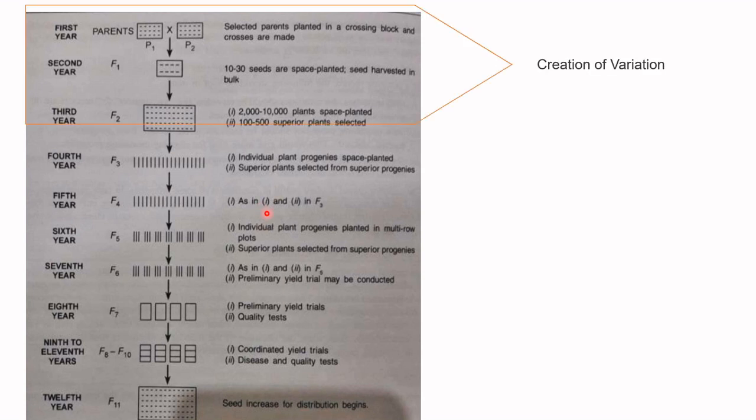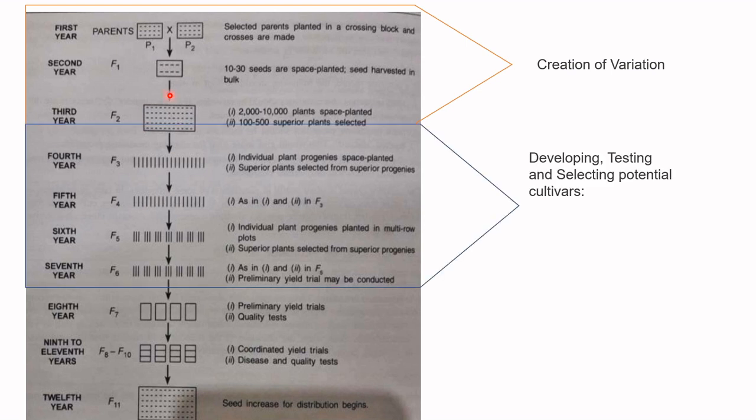So this whole process of pedigree method can be classified into 3 different phases. The first one is creation of variation, which is a crossing of 2 different, diverse parents, and forming F1 and F2 generations. Second one is developing, testing, and selecting potential cultivar, which includes progeny selection and selection on quantitative characters, the yield characters, and finally testing for experimental varieties.